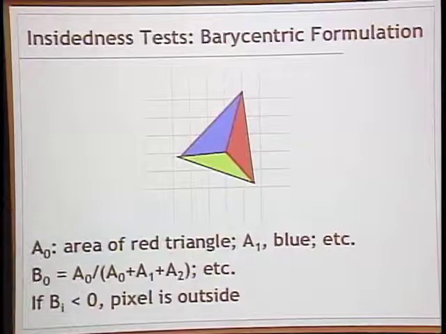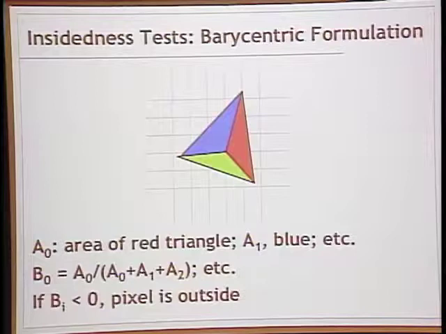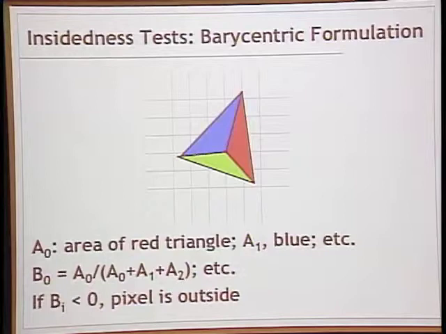Now we have two sets of rules, both of which are going to give us the same result. We have edge equations, and we have this barycentric formulation, and they're going to tell us if a particular location is in a triangle or not. So the first thing we did is we figured out the rules for figuring out if it's inside a triangle. What's the math for telling if it's inside a triangle? The next thing we have to do is figure out how to visit pixels to determine if they're inside the triangle or not. So we can do some stupid stuff.